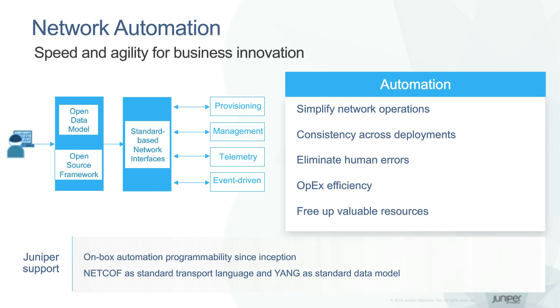Juniper Network Automation Solutions make this possible through the programmability advancement and open framework provided by Junos OS. Junos has supported on-box automation, programmability, and open API since its inception 20 years ago, where it leveraged open standard transport, language, and data model, which later became effectively the industry standard.